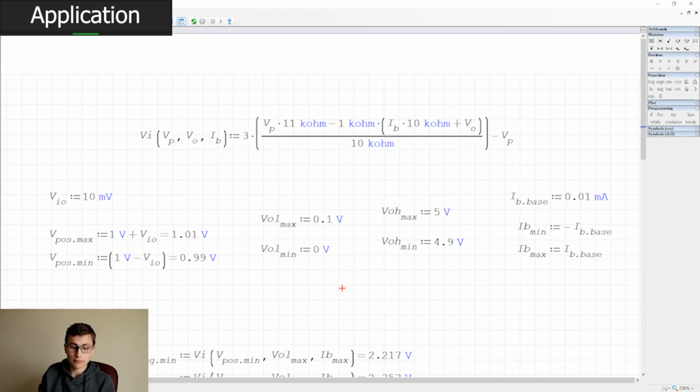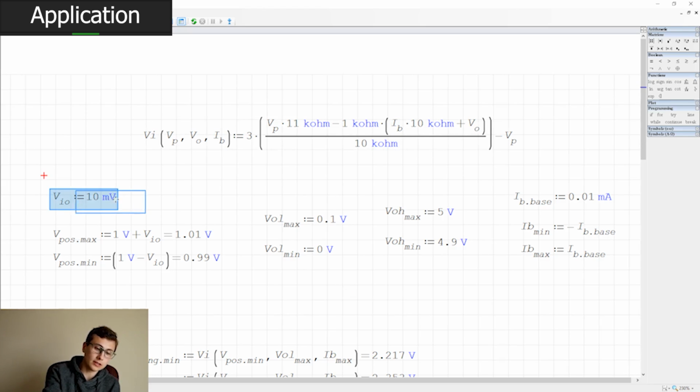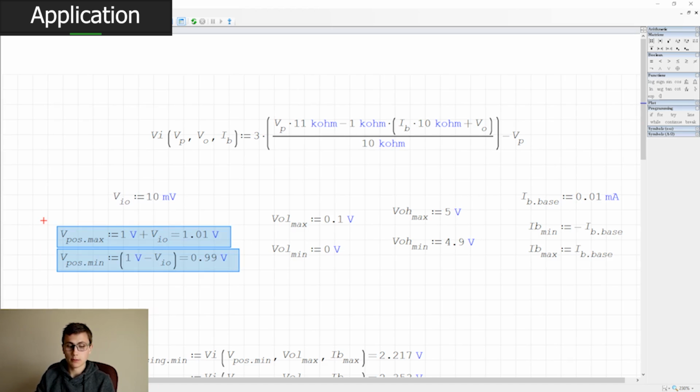Then what we do is we define some variables. So this is our input offset voltage, 10 millivolts. That's what we have that set to right now. And then we calculate the maximum and minimum reference voltage. So basically, if we know we've got an ideal 1 volt reference, it might be triggering at anywhere 10 millivolts above or below that. That's the tolerance.